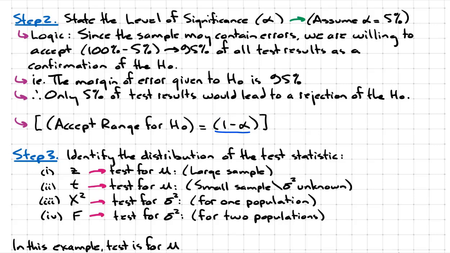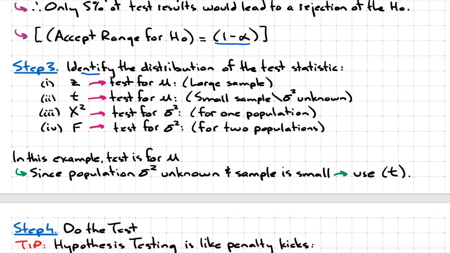Now in step 3, we have to identify the distribution of the test statistic. Now there are 4 distributions. So this is like the playing field for the hypothesis test. There's a Z distribution, T, chi, and F. Now, Z and T are used for tests regarding the mean, whereas chi and F are used for tests regarding variance. When do we use Z?